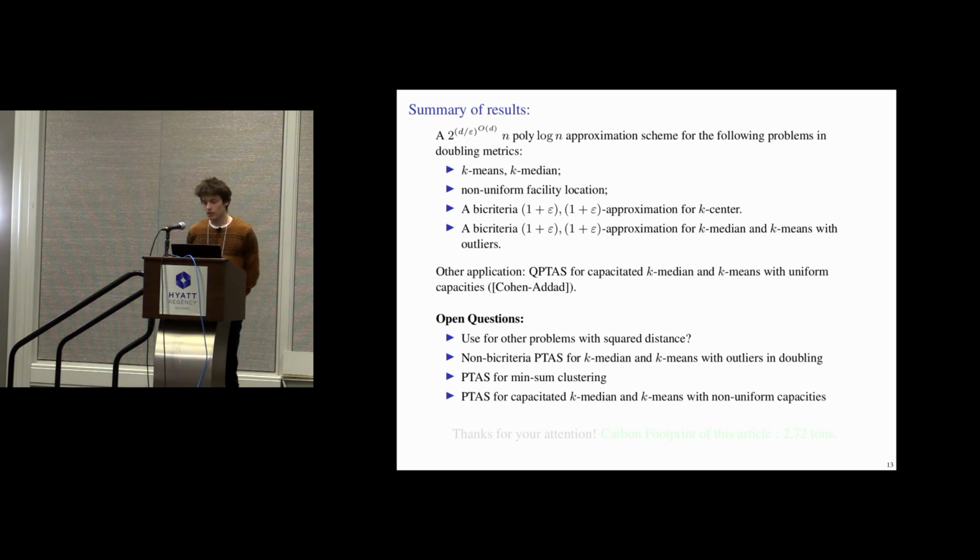Okay, so now some open questions. This framework makes Arora's dissection, Arora's quadtree, work with squared distances. So can we use it for other squared distance problems? For instance, to compute the root mean square matching in the plane, also called the 2-Wasserstein distance. Can we use it to get non-bi-criteria PTAS for the outlier version of the problems, or for other clustering problems as well? Okay, thank you for your attention.